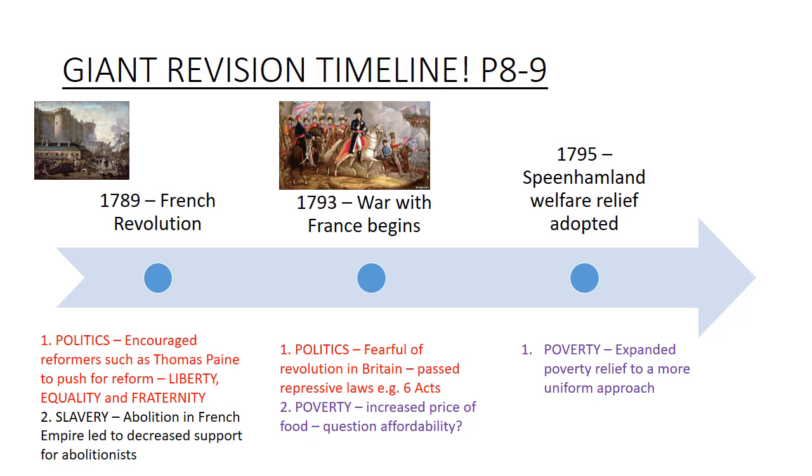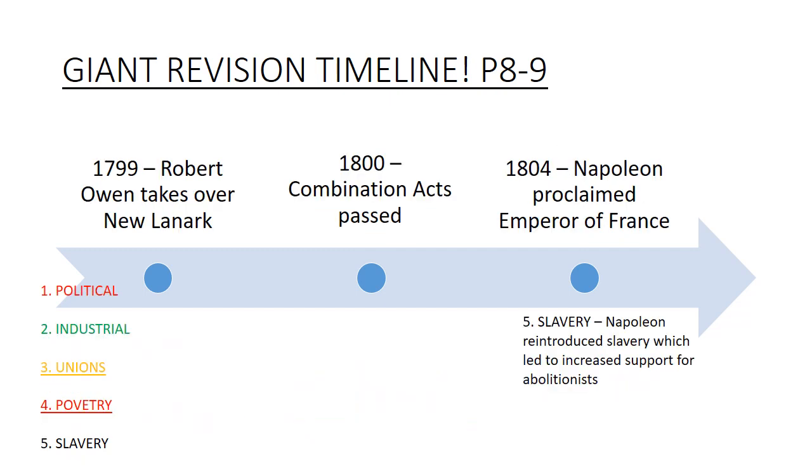And then the next event is Speenhamland in 1795, and there's only really one unit that's affected, which is obviously poverty. That gave a more uniform distribution of this idea of 3 loaves of bread in each family. So rather than this patchwork of very localised poverty relief that had grown out of the Elizabethan poor laws, it gave a slightly more uniform approach. So there's loads and loads.